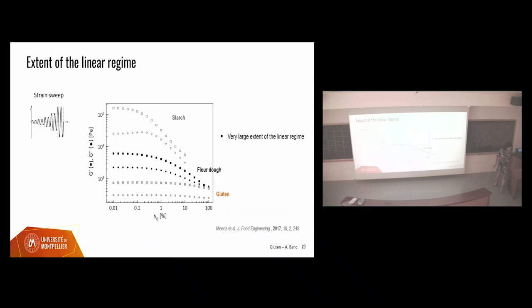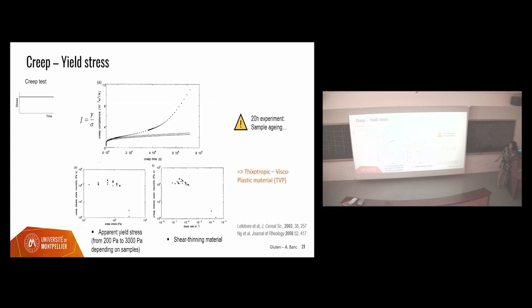So this was the linear regime. Now we go towards a nonlinear regime, performing strain sweeps. Here, again, the comparison between starch, flour dough, and gluten. And you can see that the extent of the linear regime of glutenin is extremely large compared to the dough or the starch. This is very characteristic of gluten.